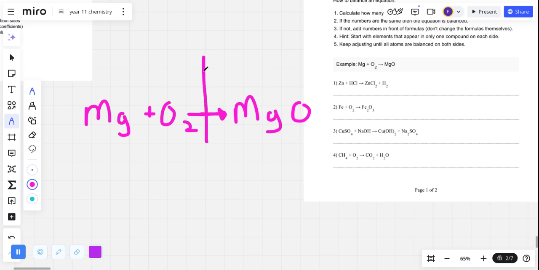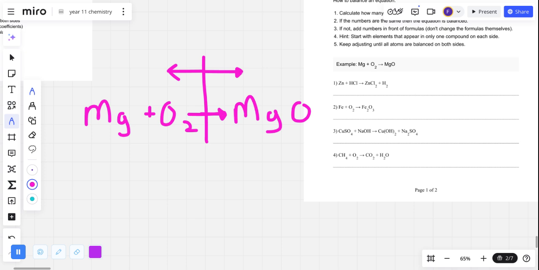Everything on the left is the reactants, it's what we had before. Everything on the right is what we had afterwards. And they cannot be different. You cannot destroy something. You cannot create something out of magic. It's just impossible. So whatever you have on the left-hand side, you must have on the right-hand side.